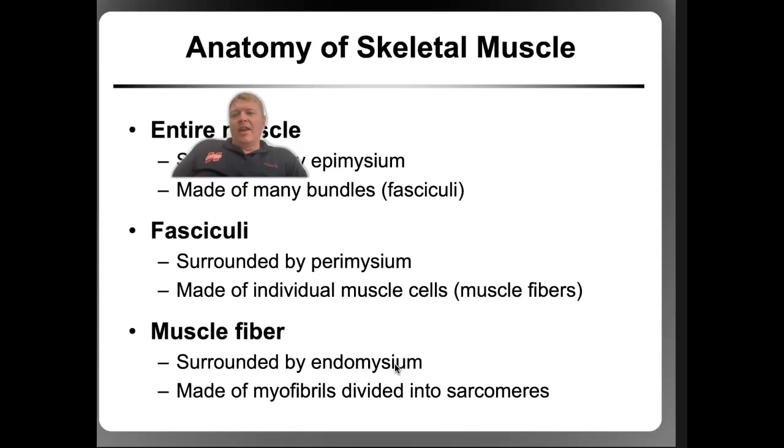All right, and then the next one will be individual muscle fibers. The fascicles are surrounded by the perimysium, so around the muscle. And then those are made up of individual muscle fibers. Those individual muscle fibers are surrounded by the endomysium, and those are made up of myofibrils divided into sarcomeres. So we're just going bigger to smaller to smaller to smaller. We're kind of working our way down here.